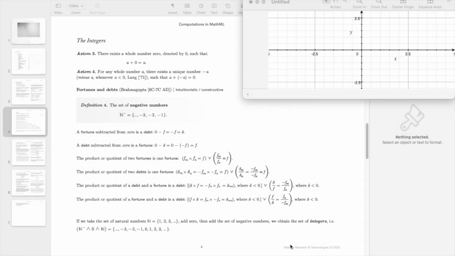Right, so the product or quotient of a debt and a fortune is a debt. So pretty straightforward to think about in terms of the number line here. So we have a debt, let's say in the amount of $2.50.